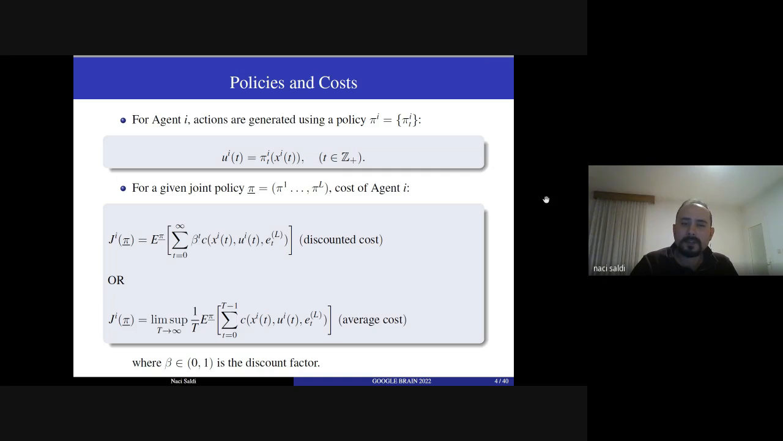And for a given joint policy, the cost of agent i can be a discounted cost, which has this form, or the average cost. Here beta is the discount factor. In the expectation we have the function c, called the one-stage cost function. Normally in Markov decision theory, this cost function depends on the state and the action. However, in mean field games, the mean field term also affects this one-stage cost function. Therefore, agents are also coupled through their cost functions.